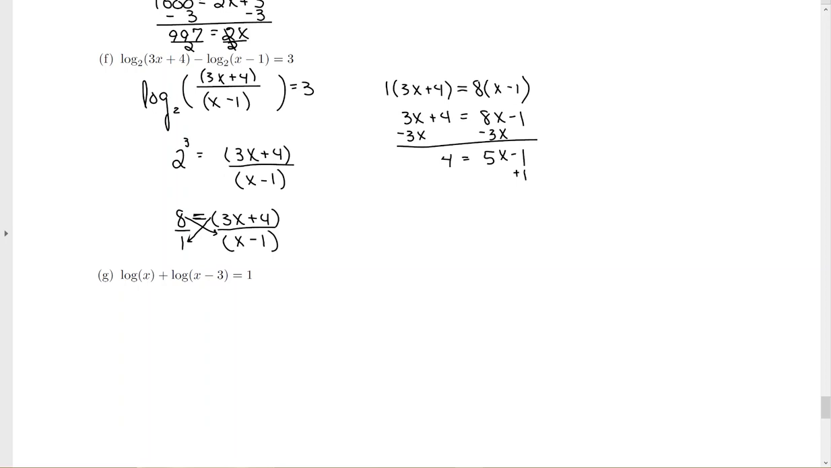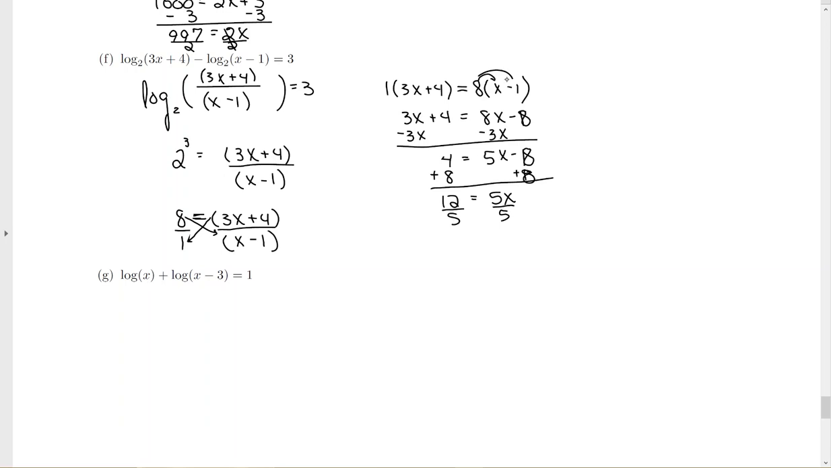Whoops. Well, let's back up here a minute. I was thinking there was something a little off. That should be an 8. Distribute there. So not add 1, but add 8 to both sides. There we go. So now I have 12 equals 5x. And then divide both sides by 5.